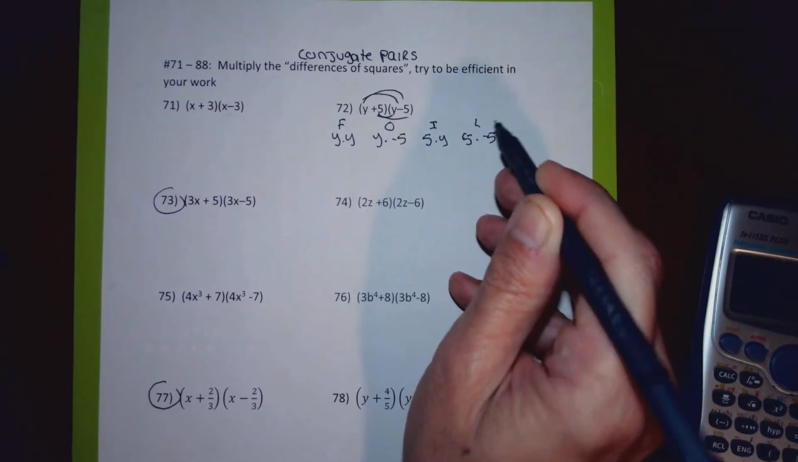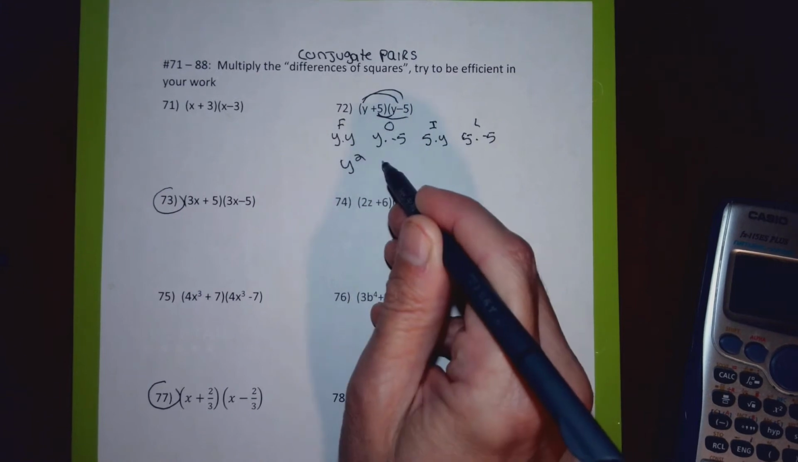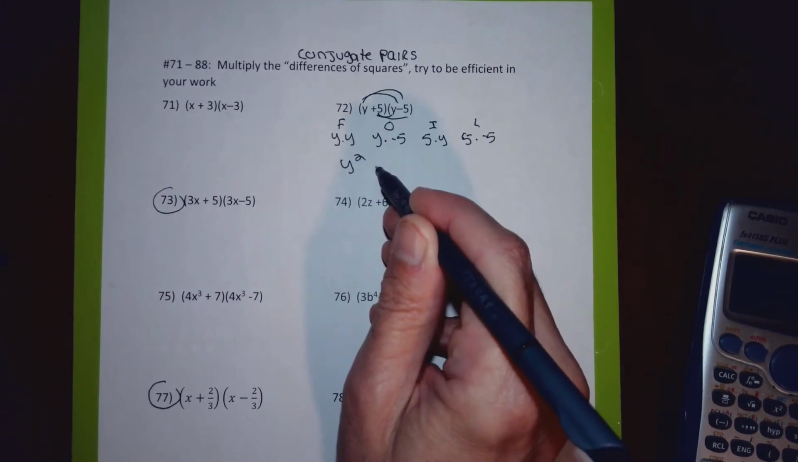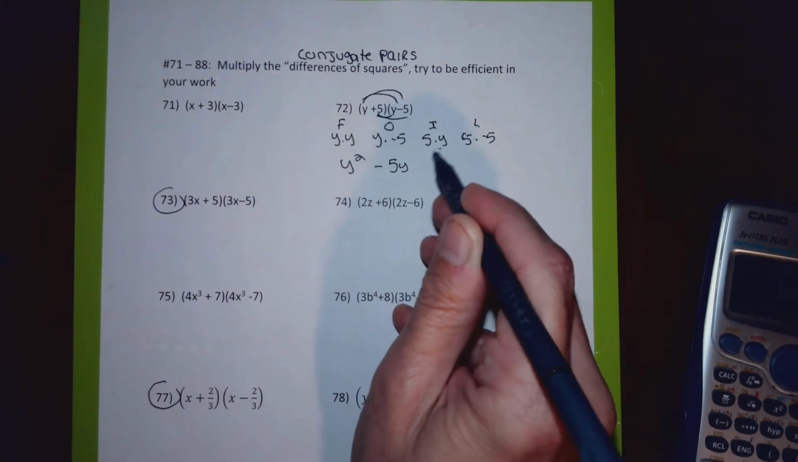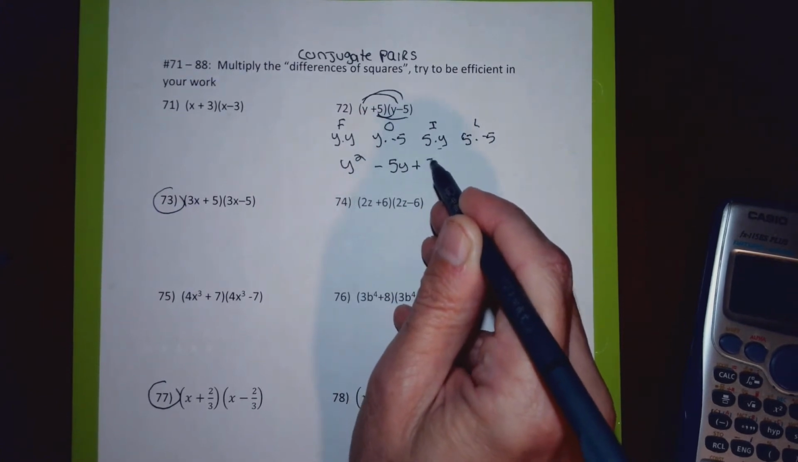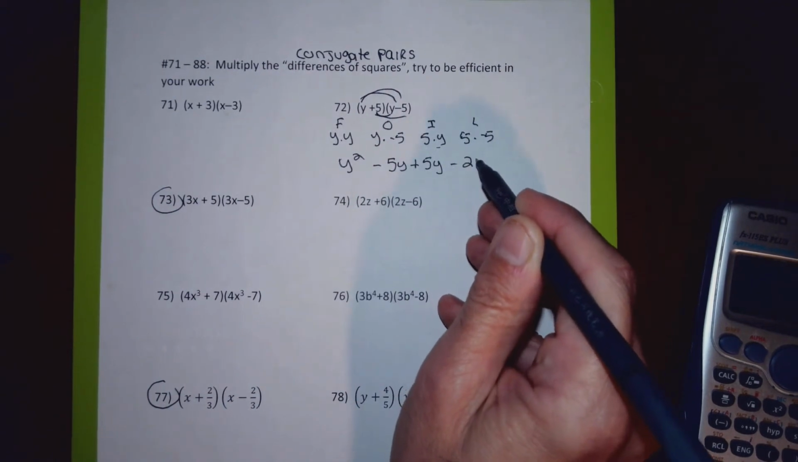First, y times y is y squared. Outers, y times negative 5 is minus 5y. Inners, 5 times y is positive 5y. Lasts, 5 times negative 5 is minus 25.